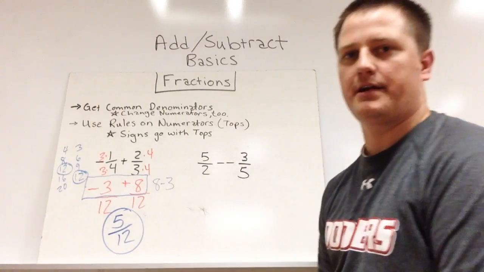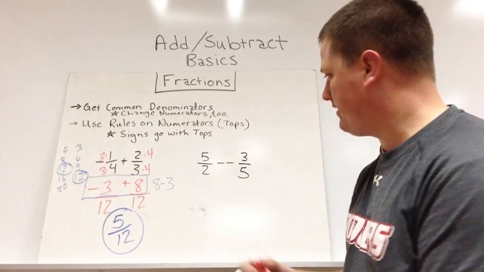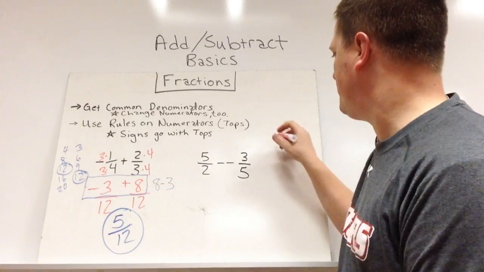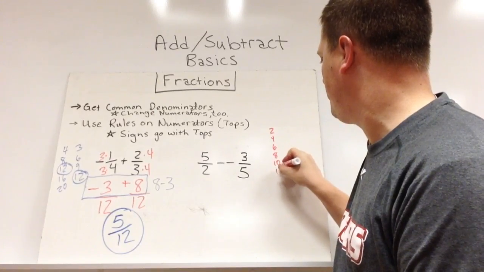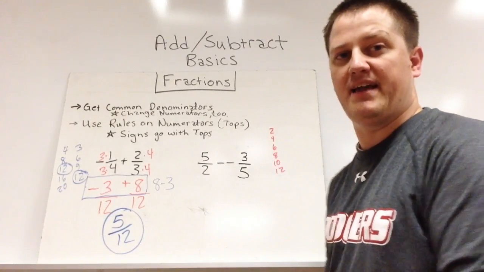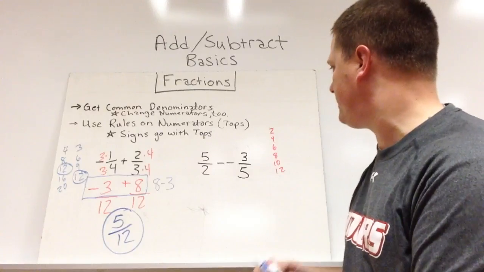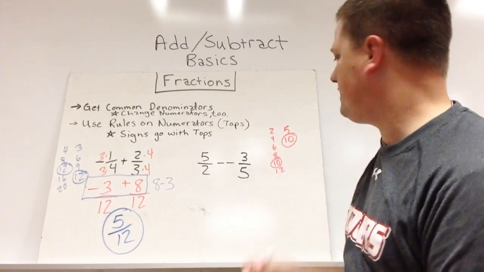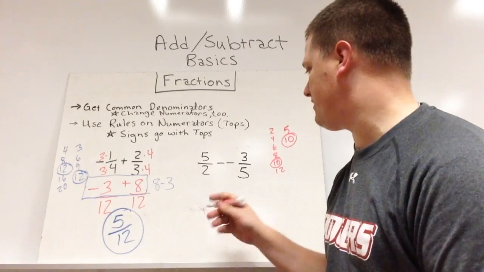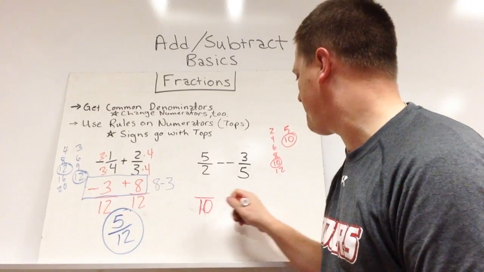Okay, another example. We've got 2 and 5. So again, I'm going to count by the numbers. 2, 4, 6, 8, 10, 12, and so on. If I don't find one, I can continue with this. 5, 10, okay. 10 was shared by both of them, so 10 is going to be my common denominator.